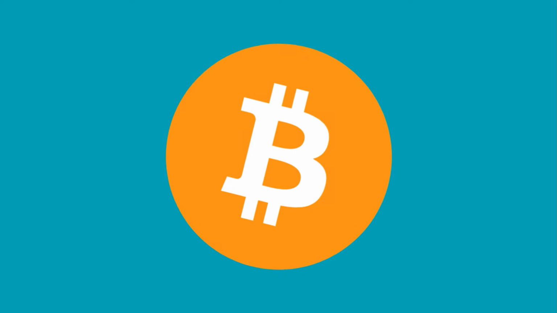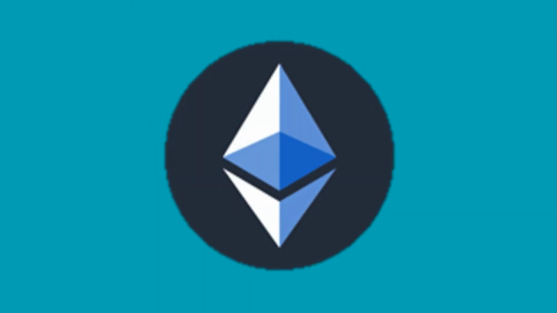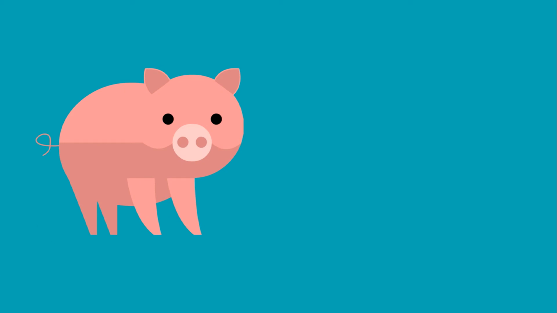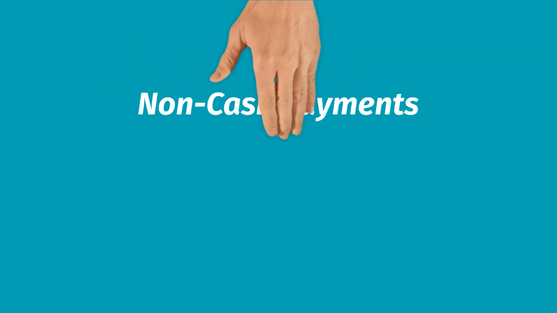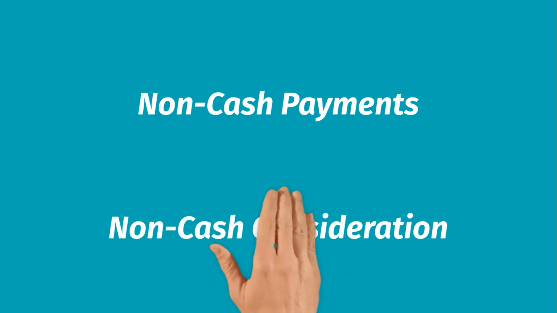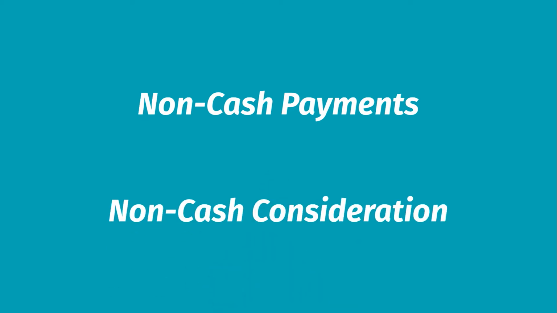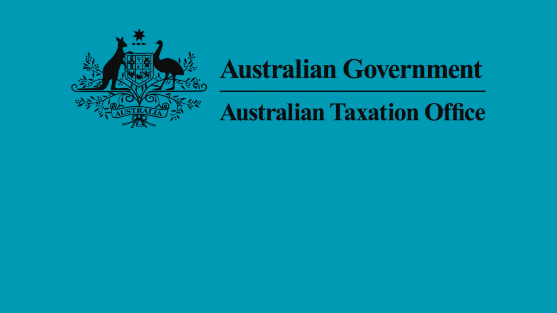When we trade one cryptocurrency for another, this is viewed as a type of barter trade, where we exchange one item of property for another. You may hear transactions like this referred to as non-cash payments or non-cash consideration. In these types of transactions, the tax office takes a two-step approach.